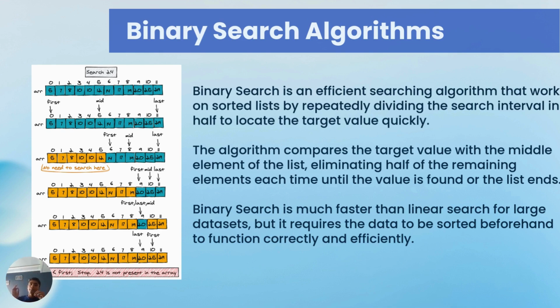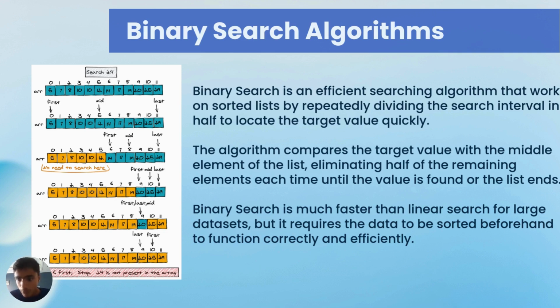The fundamental idea behind the binary search algorithm is to repeatedly divide the list into two halves and determine which half contains the target value that we're after. The algorithm starts by comparing the target with the middle element of the sorted list. If the middle element matches the target, the search ends successfully. If the target is smaller than the middle element, the algorithm continues searching in the left half. If it is larger, the search proceeds in the right half. This process continues recursively or iteratively until the element is found or until the search interval becomes empty.